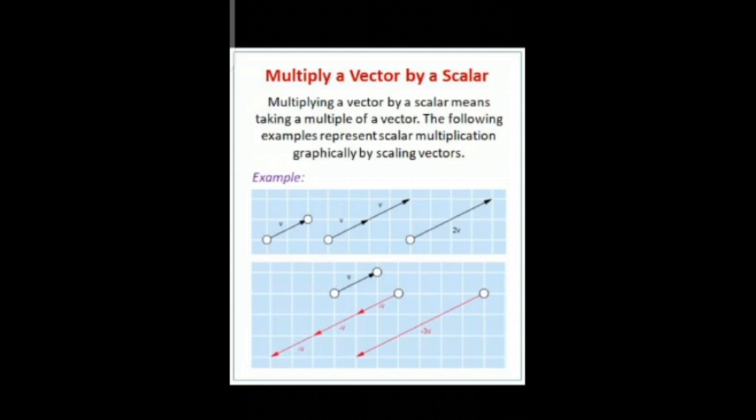This is the representation of multiplication of a vector. V is one vector, then two vectors are combined together, so this is 2V. In the second example, the direction is changed, so it is minus 3V.